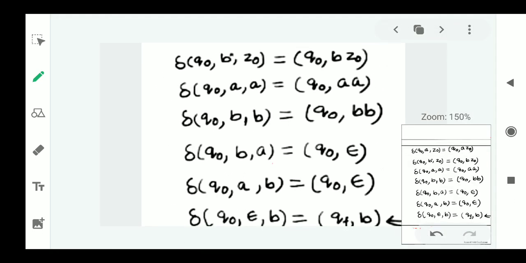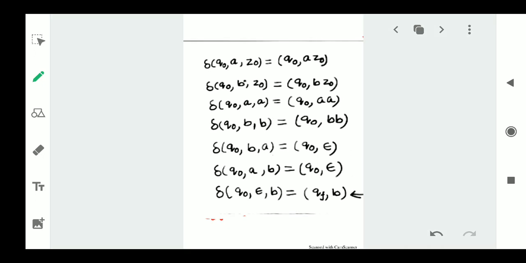Please remember these steps. This is the instantaneous description for the given problem. Again, if the starting symbol is A, we just insert. The starting symbol might be B as well, so we also insert. If the top of the stack is A and the input symbol is A, we again insert. If the top of the stack is B and the input symbol is B, we insert. So if you get the same symbol, we go for insertion. If you encounter a different input symbol, we go for the pop operation. Finally we remain with a single B, and with that single B we go to the final state. This is how we construct a PDA.